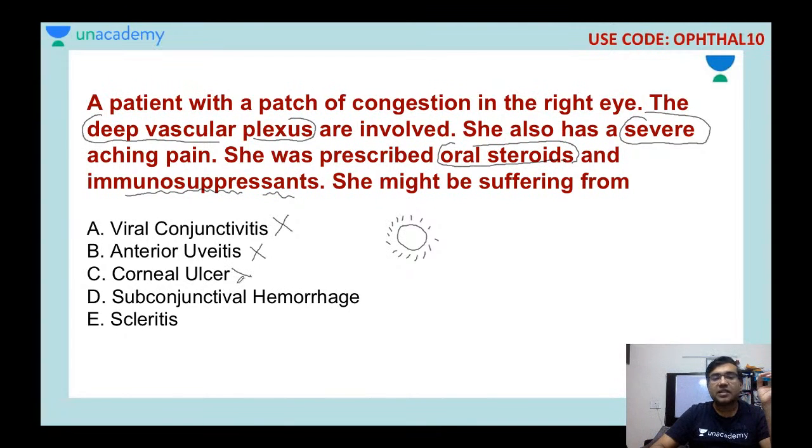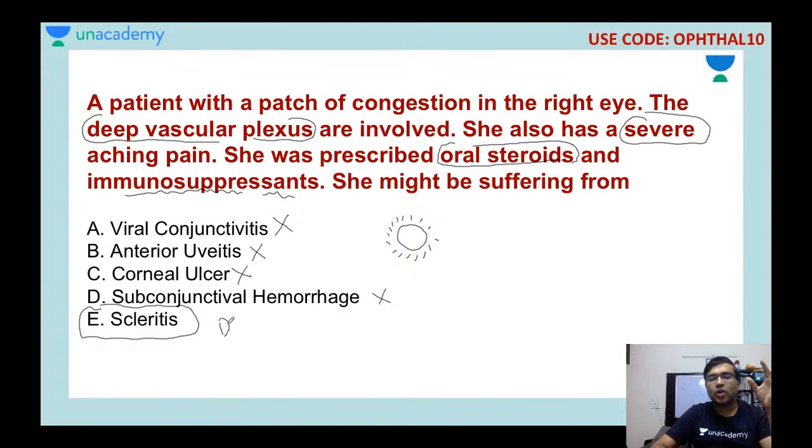Then corneal ulcer patient would come with the chief complaint of diminution of vision, and when you stain the patient, there would be a fluorescein staining. Nothing is given here, and you would not prescribe oral steroids and immunosuppressants here. Subconjunctival hemorrhage, it's totally no. Subconjunctival hemorrhage does not need any treatment, Ashish. Subconjunctival hemorrhage basically resolves on its own. The last but not the least is my scleritis, which is the answer of choice here.